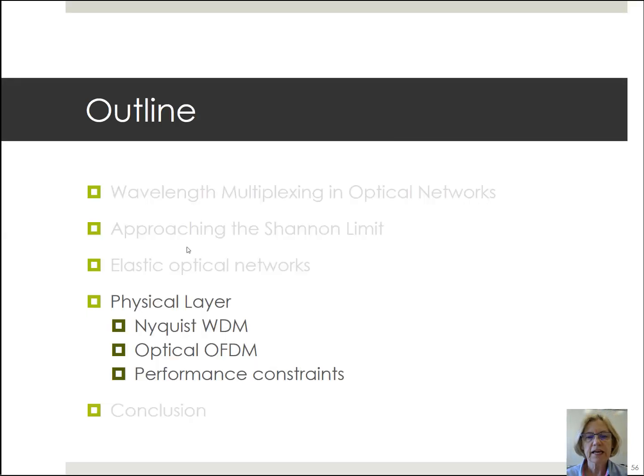Next, we'll be focusing again on the physical layer and going over some of the techniques that are used to enable the elastic optical networks. In particular, we'll be looking at two types of signaling, one known as Nyquist WDM and the other is the optical OFDM, or orthogonal frequency division multiplexing. And we'll look at the performance constraints on the optical network based on these physical layer characteristics.